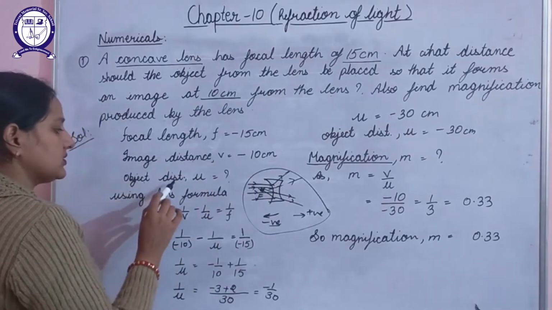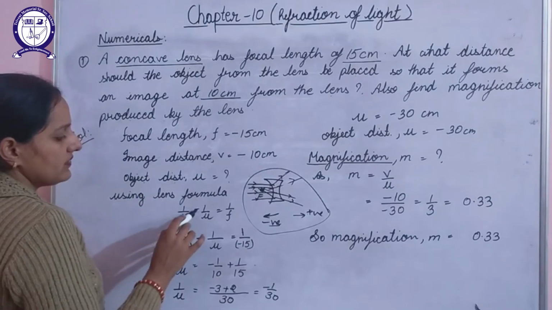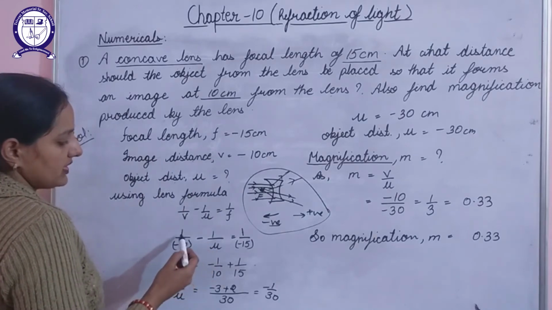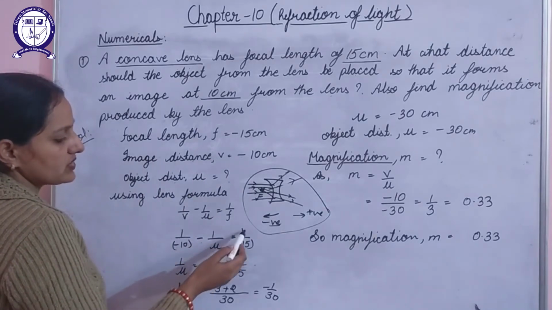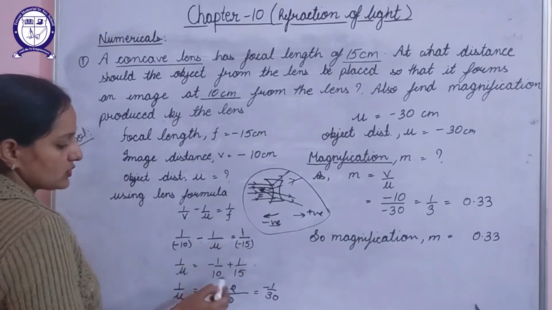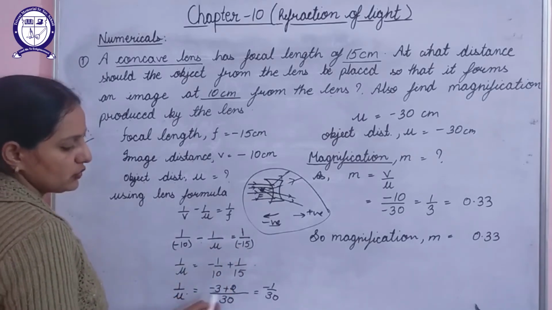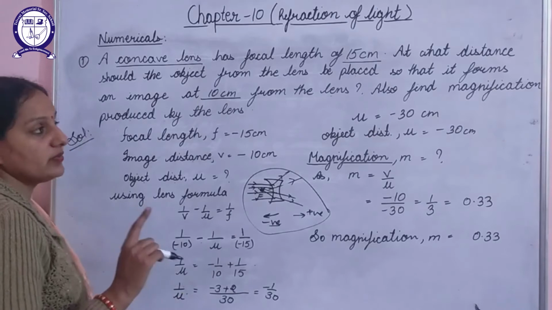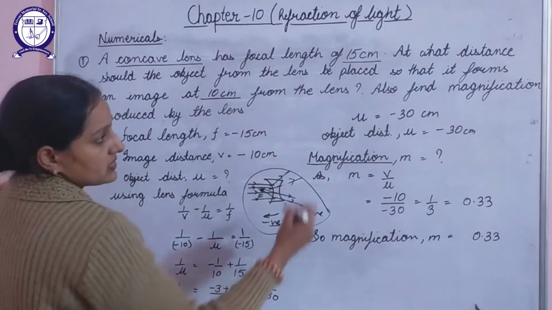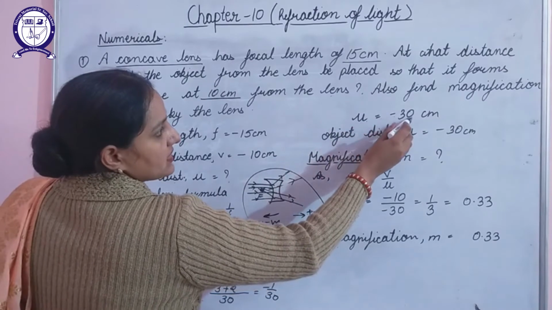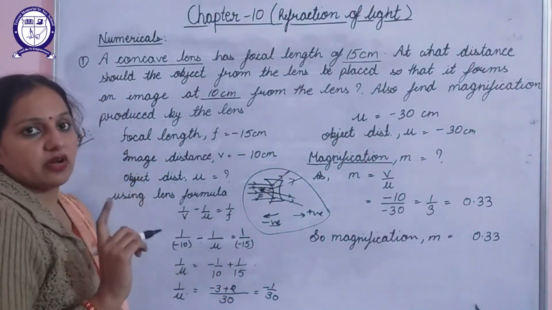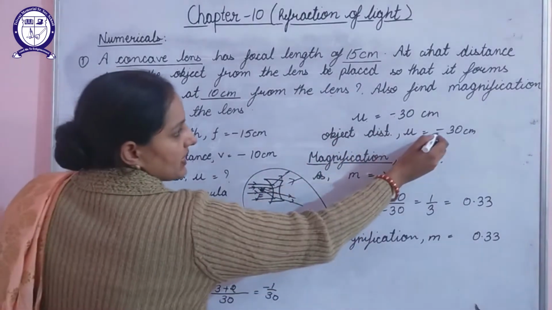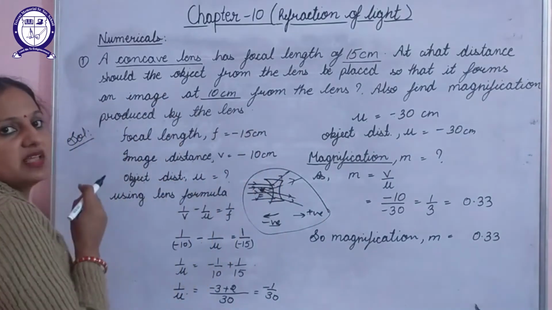Now we can calculate object distance using lens formula. 1 by V minus 1 by U is equal to 1 by F. On substituting the values, what you will get is minus 1 by 10 minus 1 by U is equal to minus 1 by 15. On solving, you will get that the value of 1 by U is equal to minus 1 by 30. This is the value of 1 by U, what we want is U. So, on reversing it, you will get the value of U as minus 30 centimeter. U is the object distance. So we can say that object distance comes to be minus 30 centimeter. This minus sign indicates that the object is placed towards the left hand side.